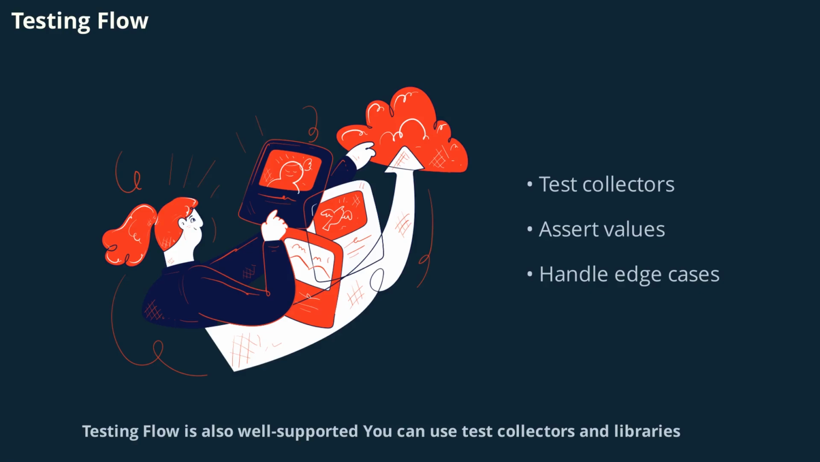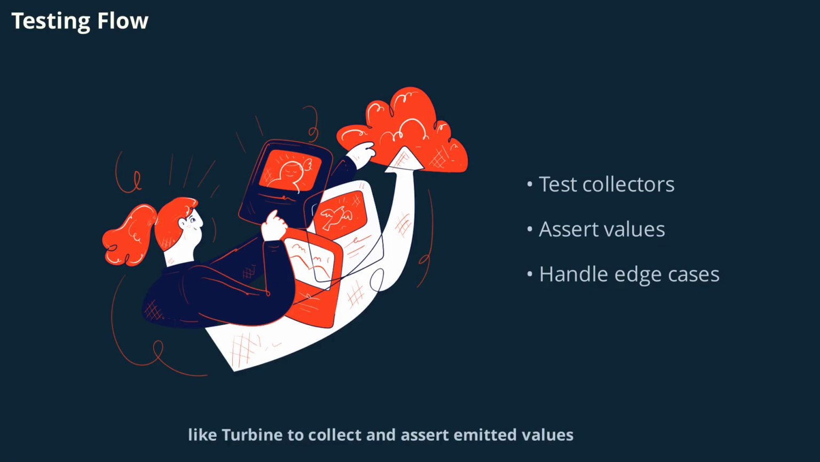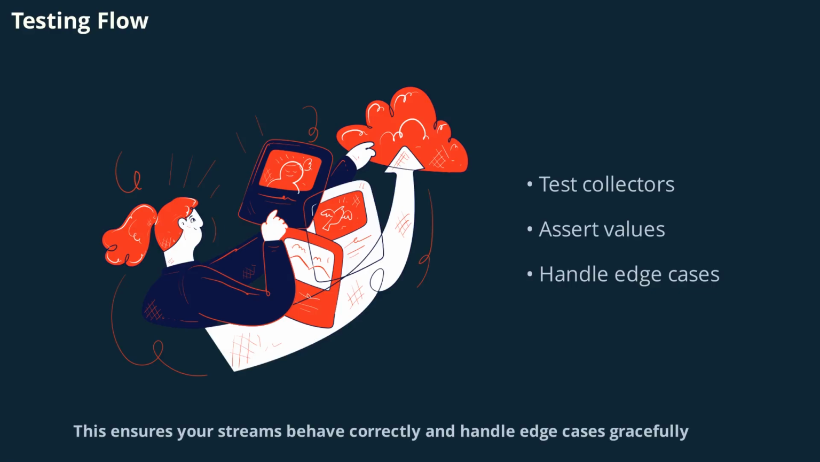Testing flow is also well supported. You can use test collectors and libraries like Turbine to collect and assert emitted values. This ensures your streams behave correctly and handle edge cases gracefully.